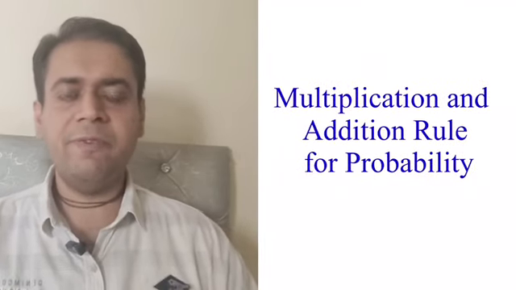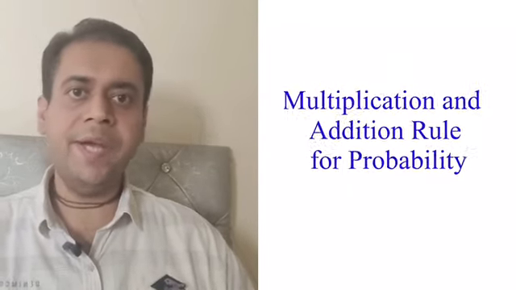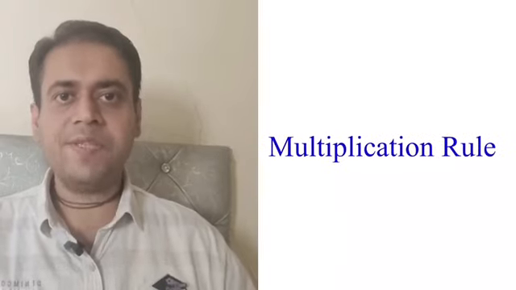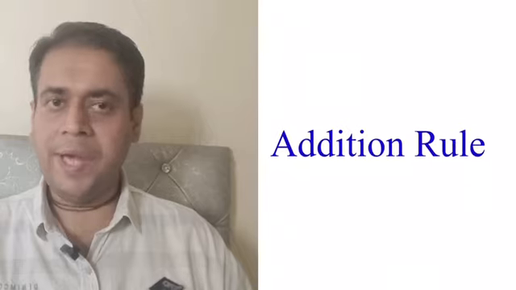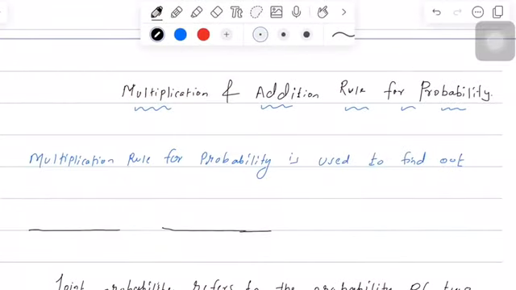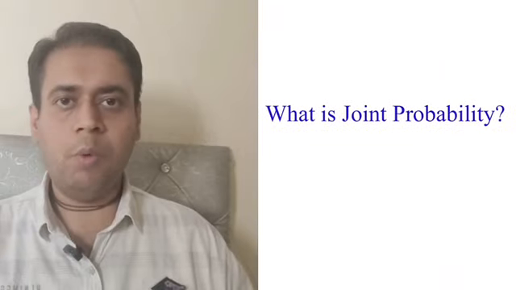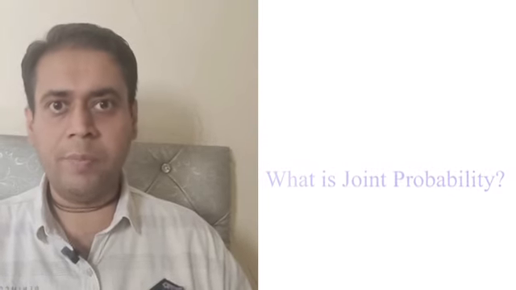Now the next concept we will discuss is the multiplication rule and addition rule for probability. First I will discuss the multiplication rule for probability and then I will discuss the addition rule for probability. Now the multiplication rule for probability is used to find joint probabilities. First, let's understand the meaning of joint probability.